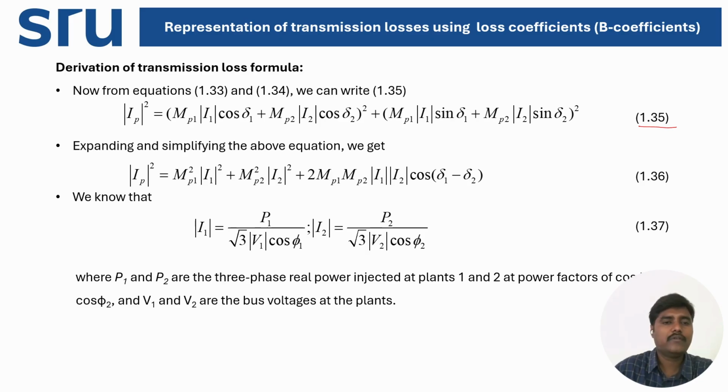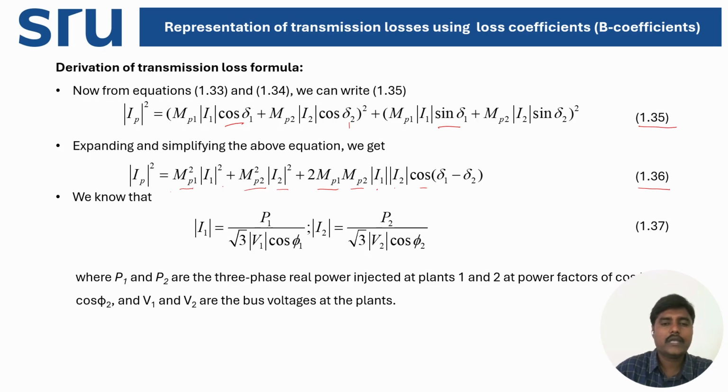If we expand this equation and simplify, definitely here we have cosine terms and sine terms. You are going to have terms like cos square rho 1 plus sine square rho 1, and similarly cos square rho 2 plus sine square rho 2. Once you simplify those, you will get equation 1.36. It is nothing but IP square is equal to MP1 square into I1 square plus MP2 square into I2 square plus 2 MP1 into MP2 into I1 into I2 cosine of rho 1 minus rho 2.